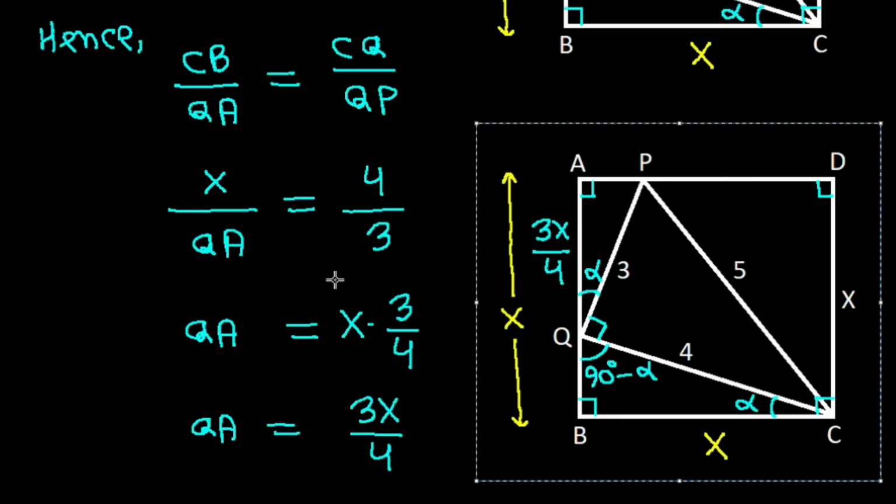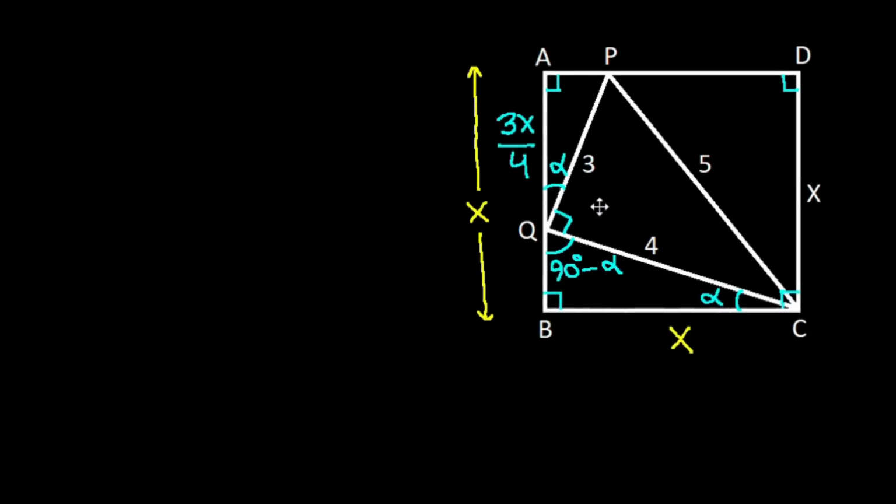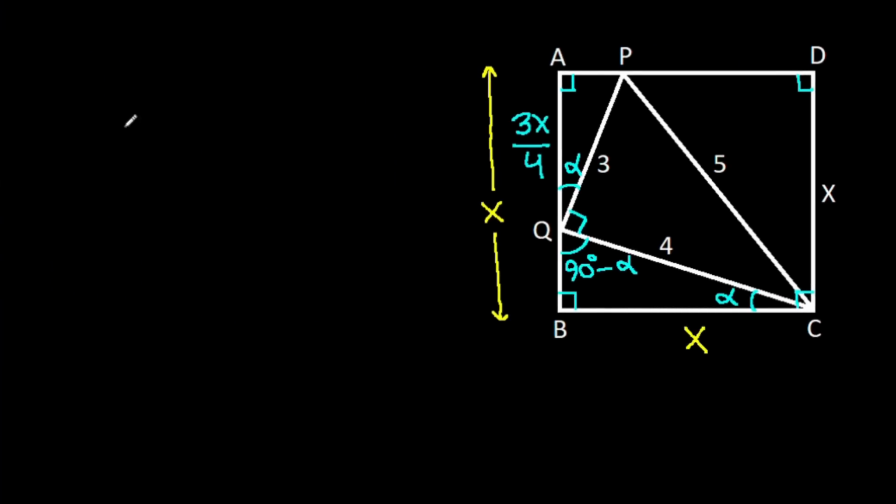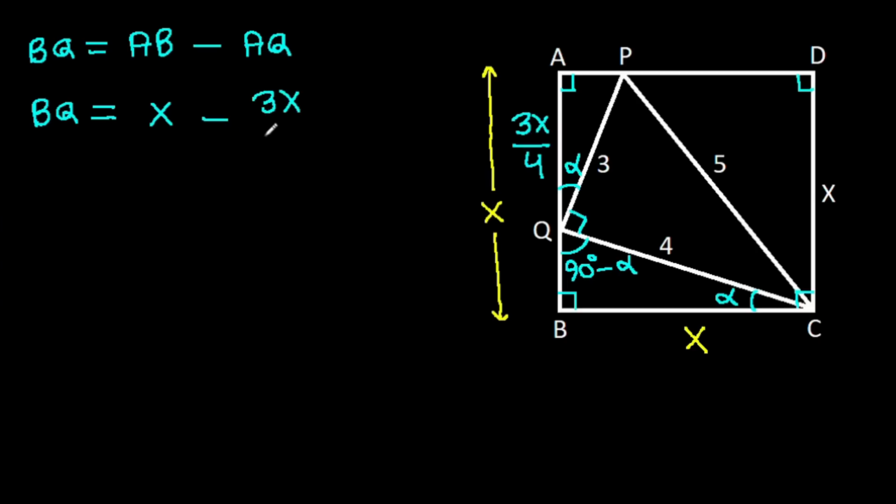And now BQ will be AB minus AQ, and BQ will be equal to AB is X minus AQ is 3x over 4. That will be x over 4. So BQ is x over 4.